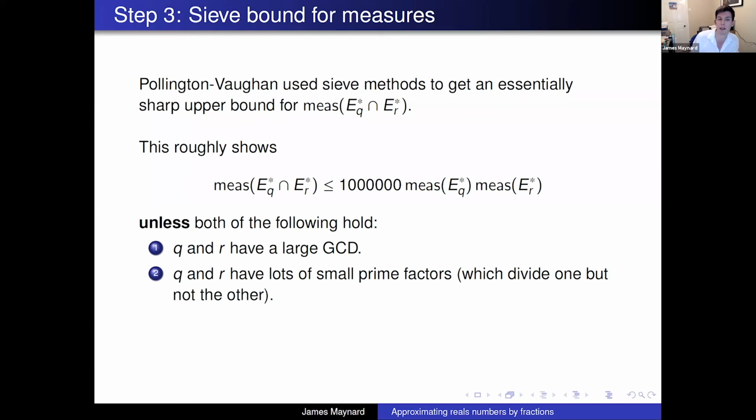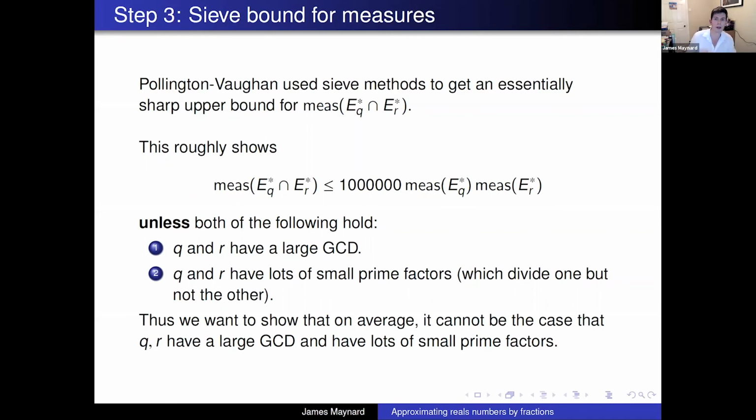unless you're in a very specific bad situation. So the only way that things could possibly go wrong is if there are some strong arithmetic conditions linking Q and R. So Q and R both have to have an abnormally large greatest common divisor, and Q and R have to have lots of small prime factors which divide one of them but not the other one. So there are suddenly these quite stringent arithmetic conditions on the denominators, which are the only possible ways that our situation could go wrong.